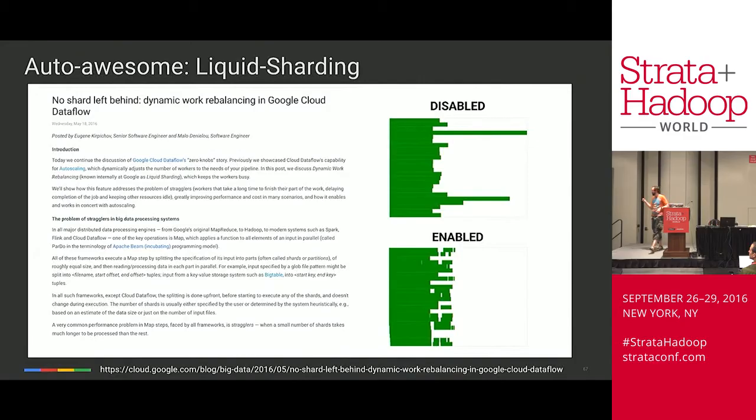Other things that we try to do in Cloud Dataflow, auto-awesome stuff. So I'd mentioned reduce sub-sharding in the MapReduce section. That was kind of a precursor to this, to liquid sharding. So this is in batch. The idea here is dynamic work rebalancing.